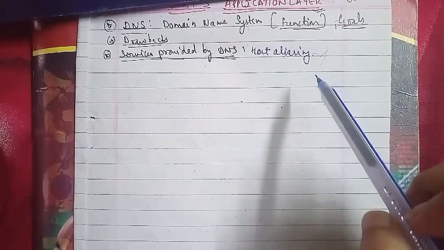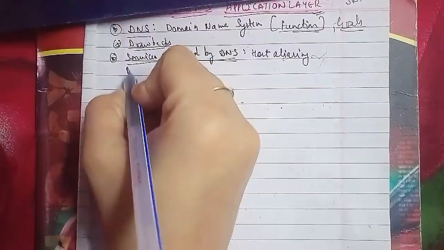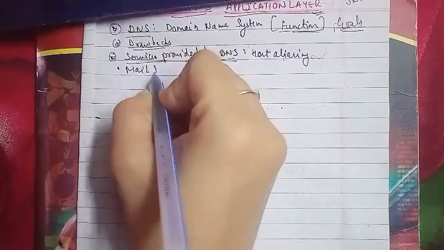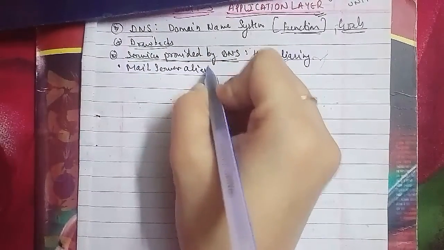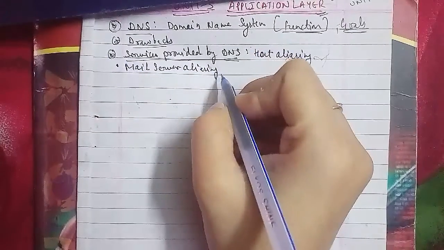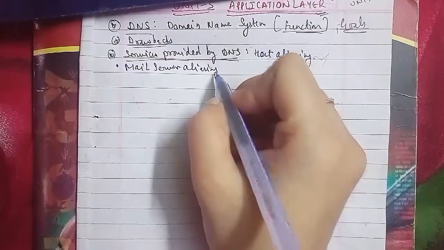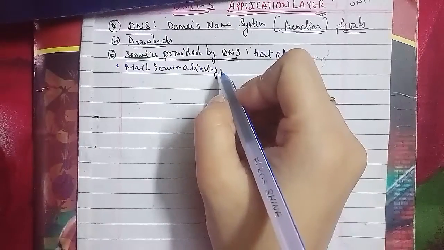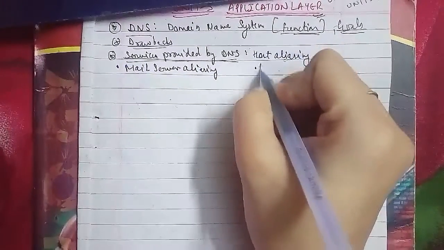The third is load distribution. DNS is also used to perform load distribution among replicated servers. So these were the services provided by DNS: host aliasing, mail server aliasing, and load distribution. Let's go ahead to discuss the components of DNS.